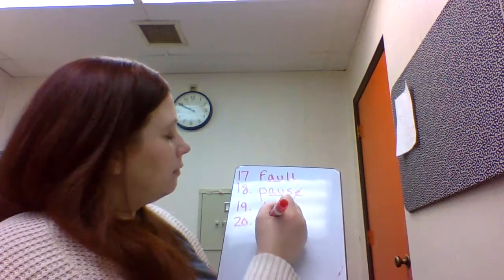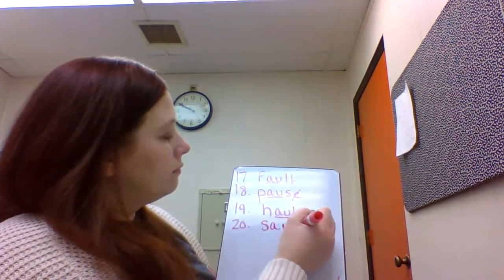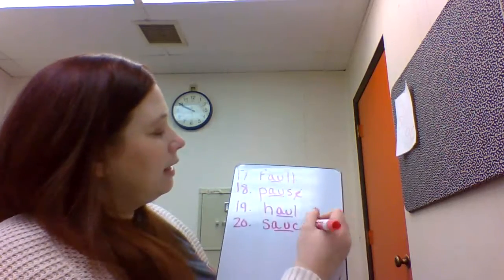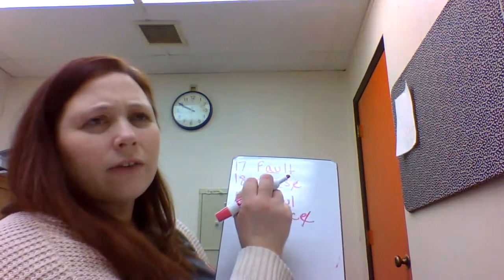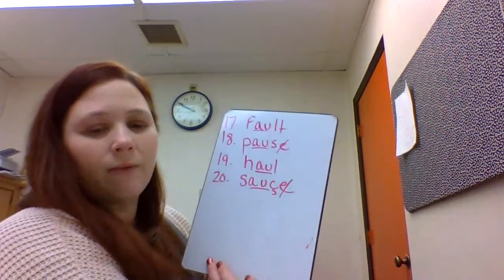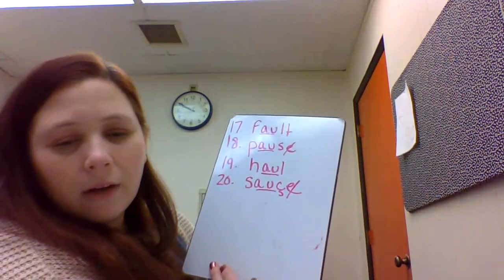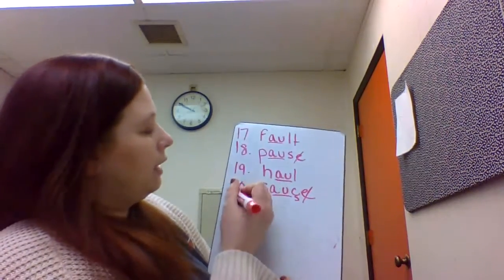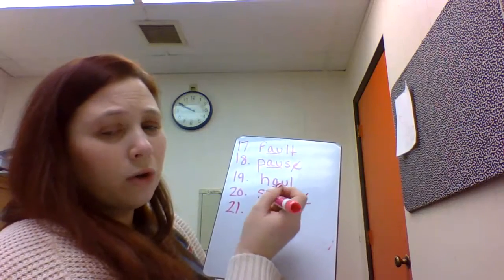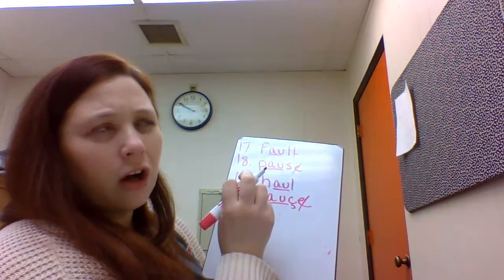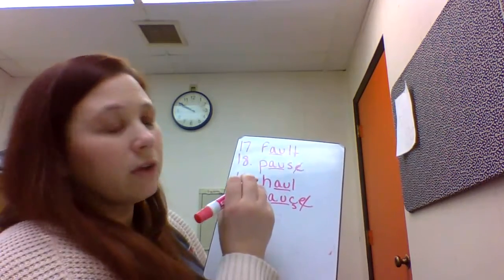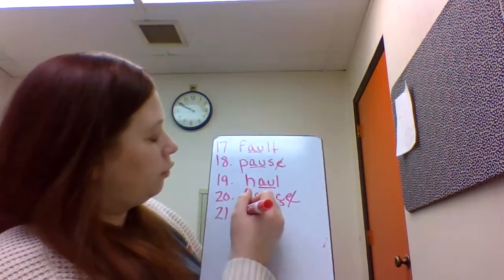20, sauce. Underline that. Again, we're not saying the E. And let's look at that C, sauce. It's making that soft C, so we draw that little 5 kind of shape underneath of the S, because it's a soft C. If you weren't sure what the C said, you could say sock, and that wouldn't really be a word. So we know it's that CE soft C sound, sauce.